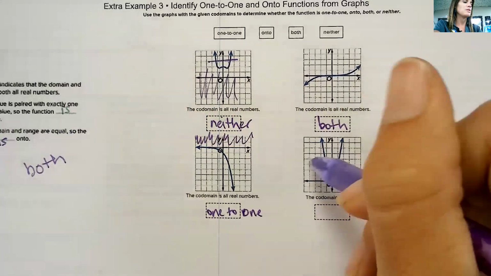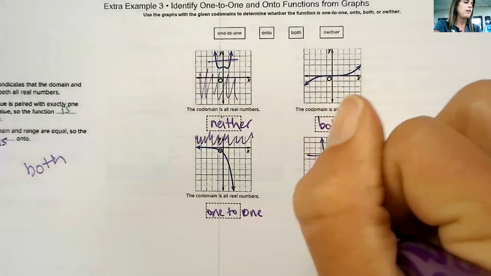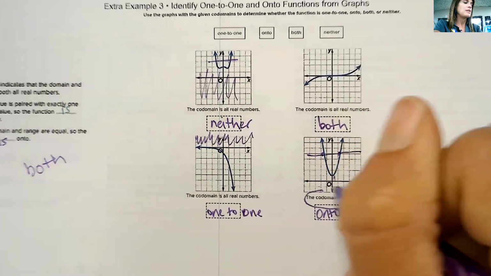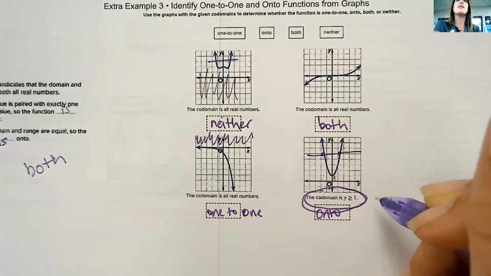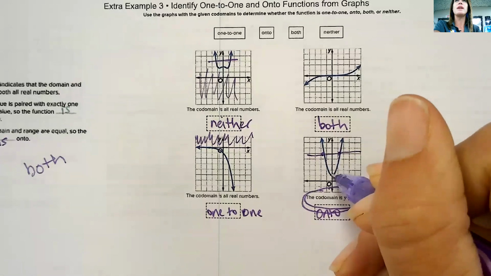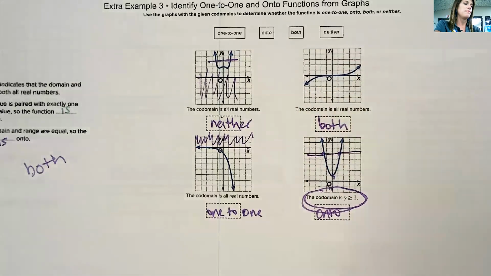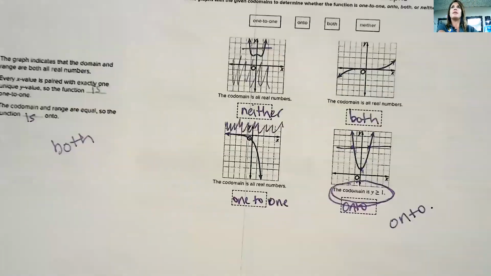And then this one, horizontal line test, it fails. Oh, it has to be onto. How is it onto though? Because it doesn't come down here. Well, it says that the codomain is y is greater than or equal to 1. So because it's stated otherwise, and that matches with what the range is, this one is onto. I kind of scribbled over that. Let me rewrite it. That one is onto.